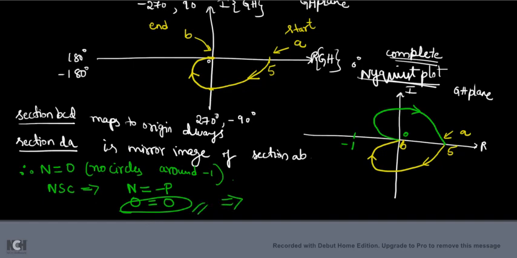Therefore, it is satisfied on both the right hand side and the left hand side. Therefore, I can tell the closed loop system is absolutely stable. No question about stability. If the Nyquist stability criterion is satisfied on both sides, then only you can tell the system is absolutely stable. Is it clear?